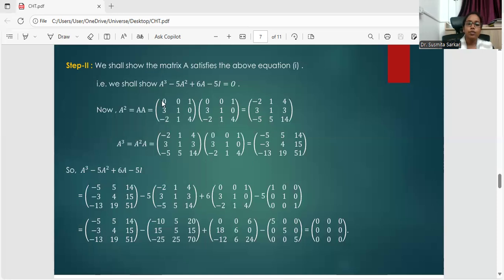Now for the left hand side of this equation, that is A³ − 5A² + 6A − 5I, putting the values of A³, A², A and I₃, and after calculation we get the 3 by 3 zero matrix. From this it is clear that the square matrix A satisfies its characteristic equation. Therefore the Cayley-Hamilton theorem is verified.